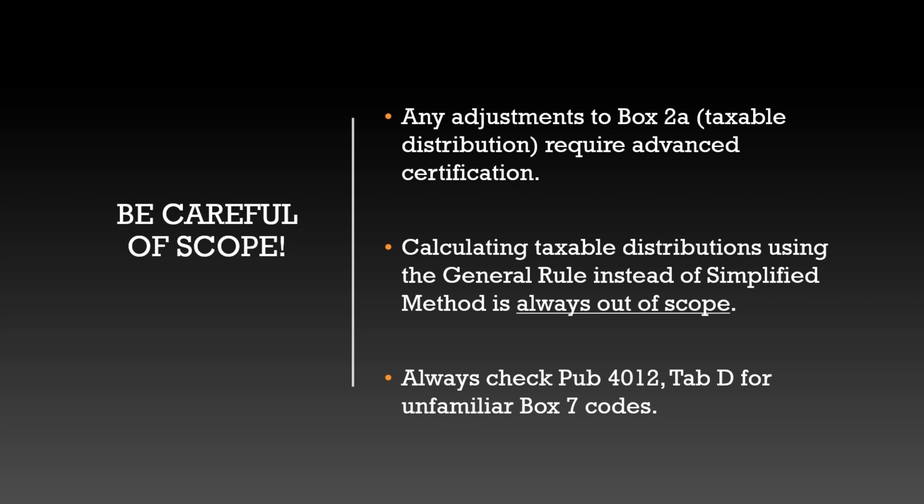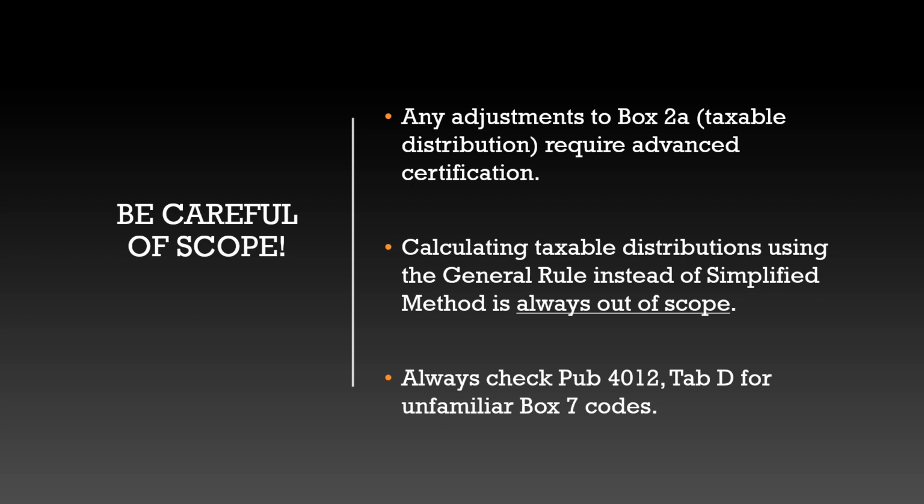Before we conclude, I just want to emphasize that in this area, there's a lot of scope limitations, so just be careful of scope. Remember that any adjustments to that taxable amount of the distribution in box 2A is going to require advanced certification. And if you do have advanced certification and you have learned how to calculate the taxable amount using the simplified method, then that's great and you'll be able to help with that. But there's another way to calculate the taxable amount, and that's with the general rule, and that's just out of scope for our program altogether. So it doesn't matter if they've been using the general rule to figure their taxable portion in the past, their return is just going to be out of scope no matter what certification you have.